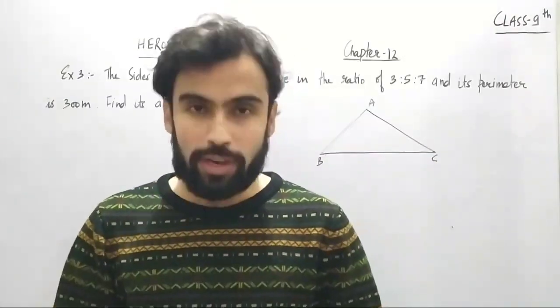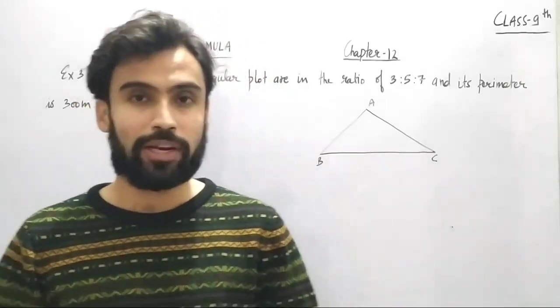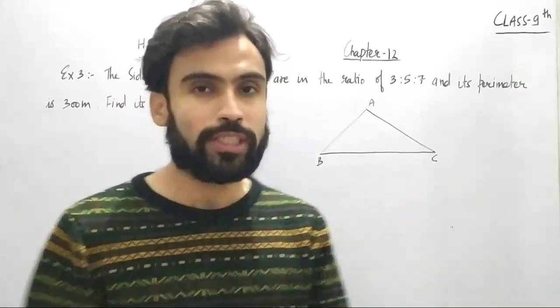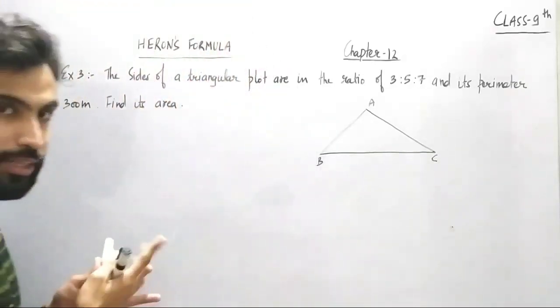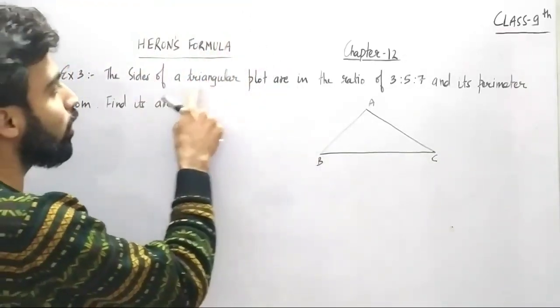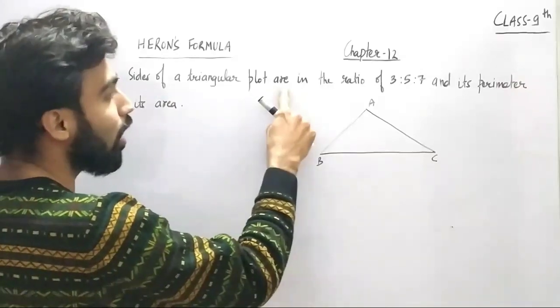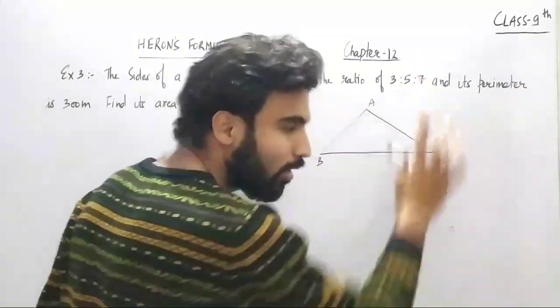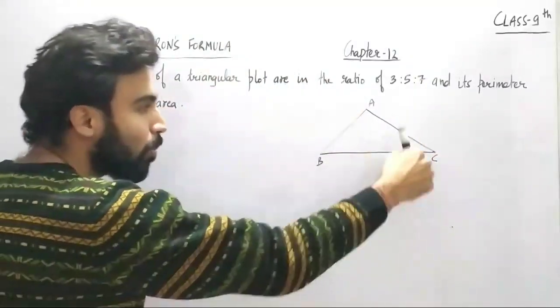So students, now let us move on to the next example, which is going to be the last example that I'm going to take here. Example number 3 says that the sides of a triangular plot are in the ratio of 3:5:7. So here I have drawn a triangular plot.